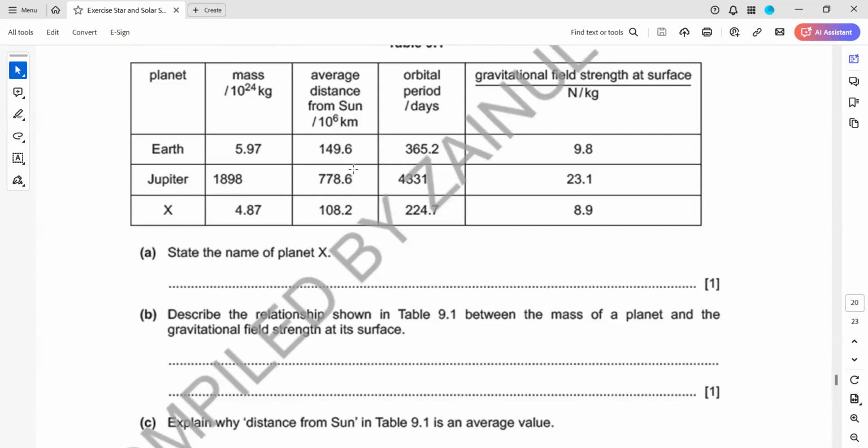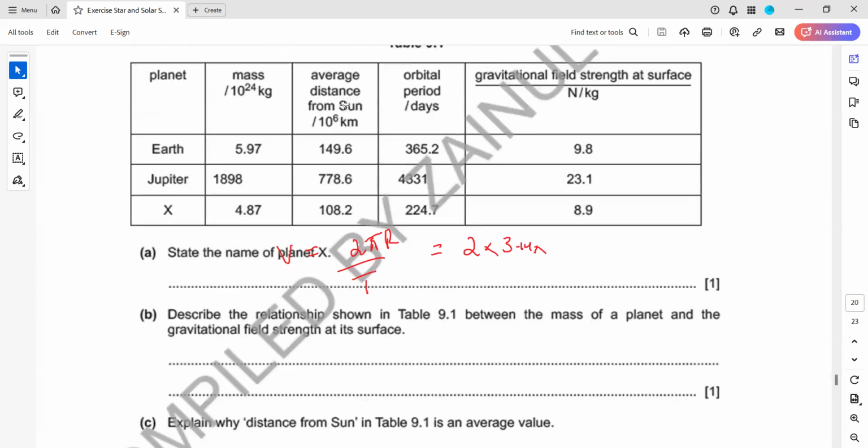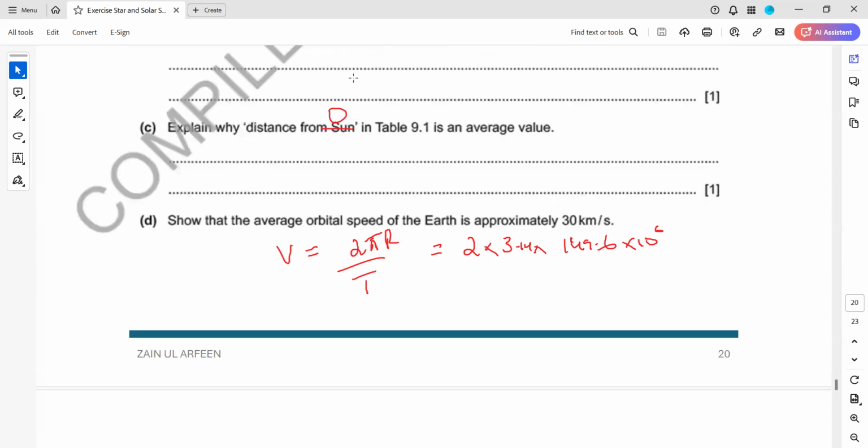So we have the distance 1.496 exponent 6, and we have 365.2 days. So v is equal to 2 pi r divided by T. 2 into pi 3.14 into the distance, which is 149.6, and then exponent 6 is there. So don't forget to write 10 power 6, because it's written 10 power 6 in the table. And divided by time, it is written 365.2 days. You have to convert into hours, multiply by 24. So that will be in hours. Then to convert into minutes, multiply by 60, then multiply by 60. So when you calculate, it will be about 29.9 kilometers per second. That's the average orbital speed of the Earth.